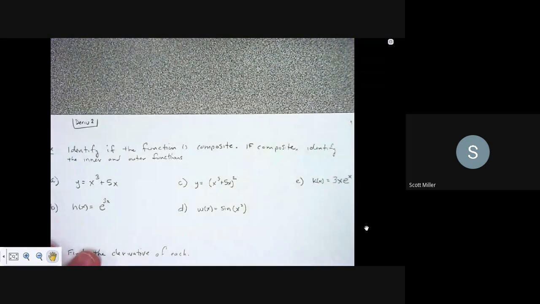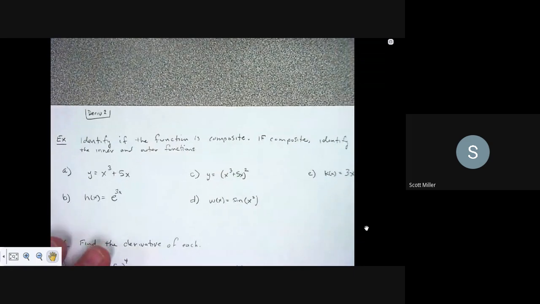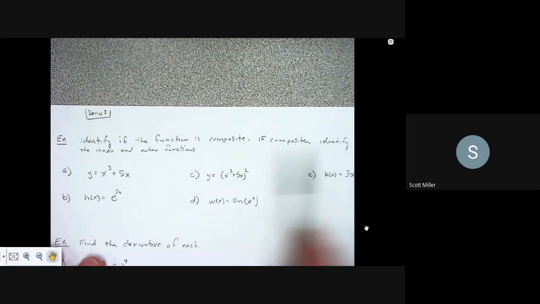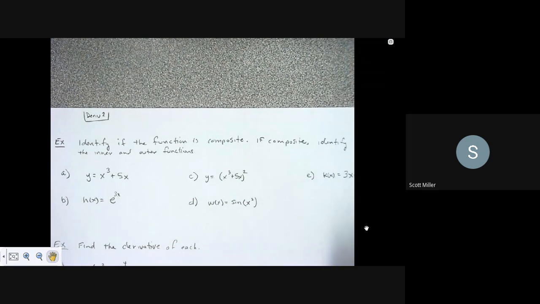So here's a problem right here. I'll zoom back out here in just a minute. Identify if the function is composite. If it is, identify the inner and the outer. It's very important that we can do this, because this is what's going to lead us to making sure we do the chain rule properly.